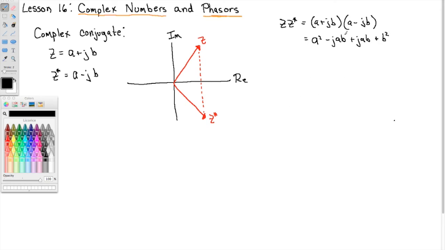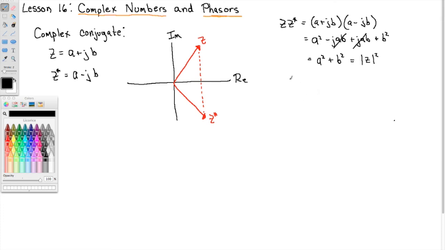So look, the imaginary parts cancel, and I'm left with a purely real number, right? A is real, B is real. This is a purely real number. All the j's are gone. Further, what real number am I left with? This is a special number. Of course, this is the magnitude of z squared.